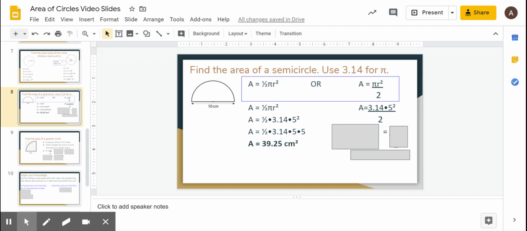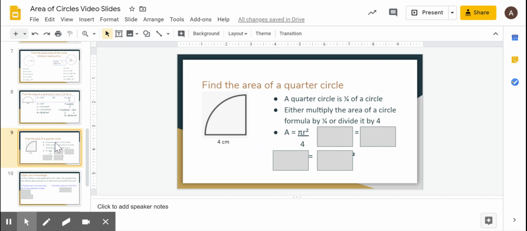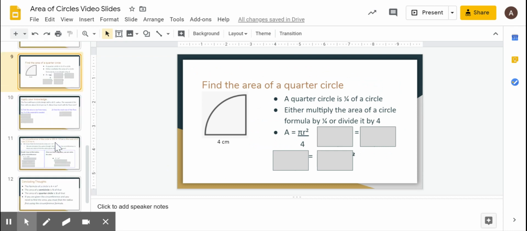In the second method, which, like I said, I'm assuming you are going to do for the most part, you would just take the regular area formula, which is 3.14 times 5 squared, and divide it by 2. So 3.14 times 5 squared divided by 2. The numerator ends up being 78.5 divided by 2, which would then get you 39.25. So whichever way you want to do it, it doesn't matter. Either way is correct.